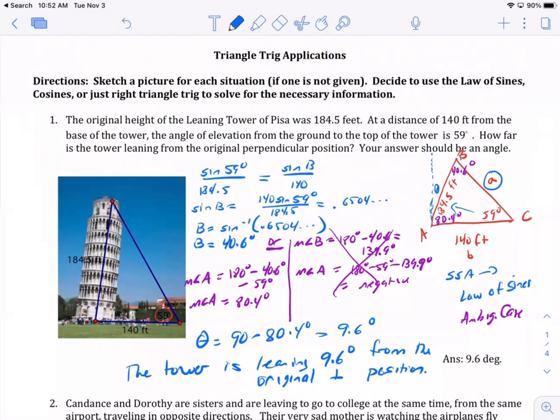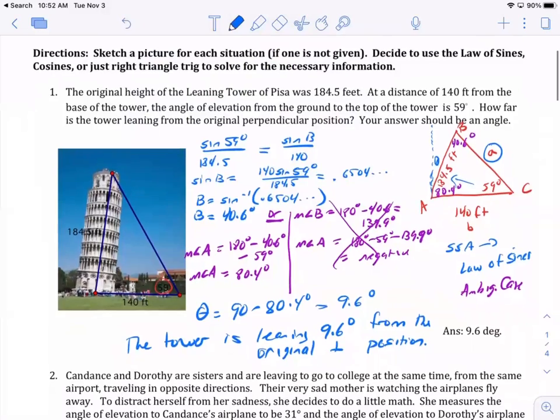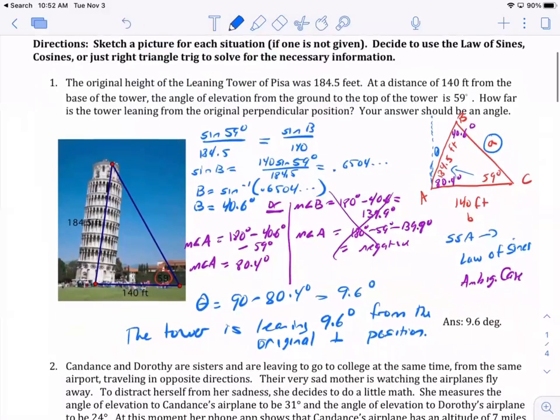Wait, you did. Oh, because we solved for B. Okay, yeah, that makes sense. Everyone good on this one? Yeah. Okay. Okay, you done writing? Yeah.